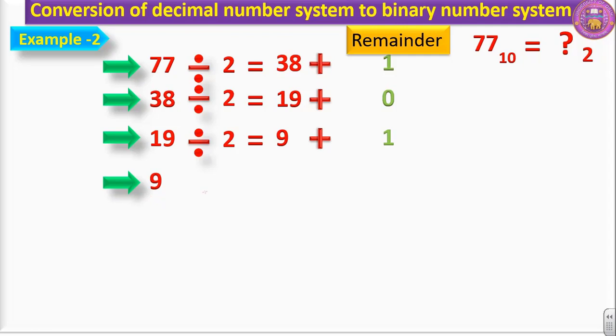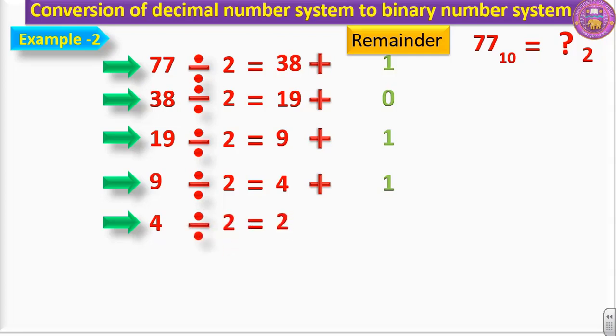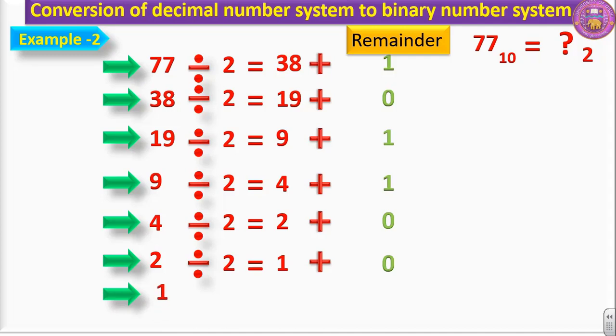9 divided by 2, it comes to 4 and the remainder is 1. 4 divided by 2, it comes to 2. Remainder is 0. 2 divided by 2, it comes to 1 and remainder is 0. If we divide this last one by 2, then it comes into a fraction part. We will not touch upon it and we will leave it as it is.